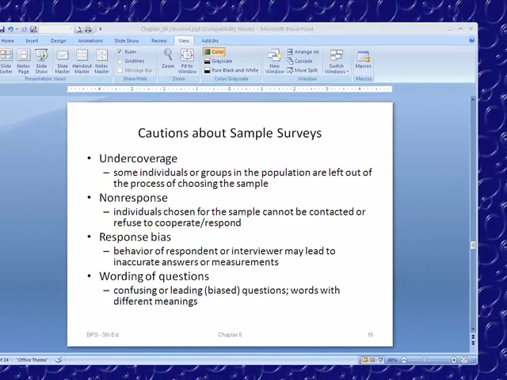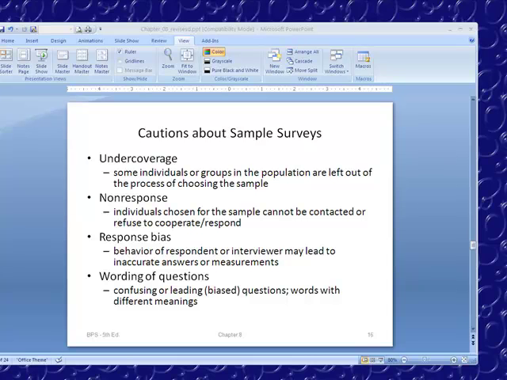Now if you have to take a sample survey, there are some cautions with doing that. You can have undercoverage. That means that some of the population isn't represented in your survey, in your sample. Non-response: individuals chosen for the sample cannot be contacted or refuse to cooperate or respond. Sometimes these non-responses are extremely important, and you need to have their input in the particular question that you're asking.